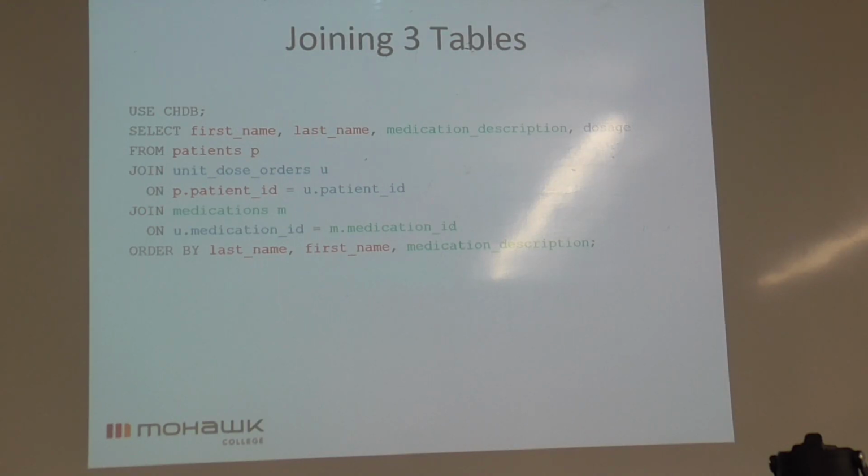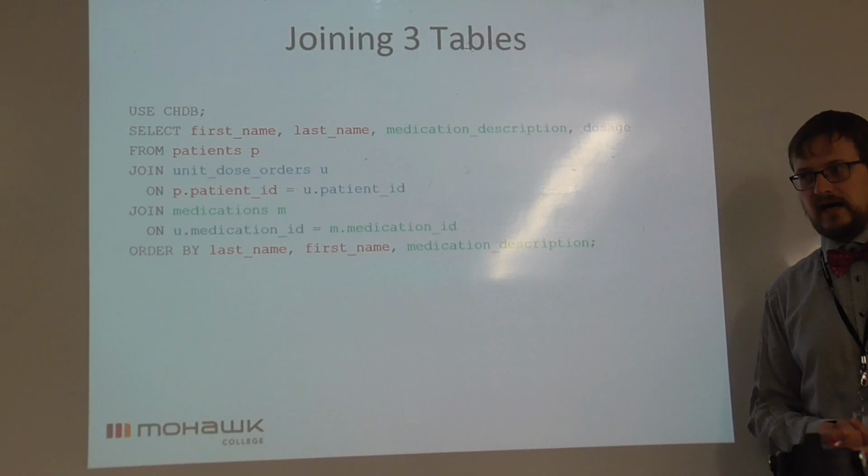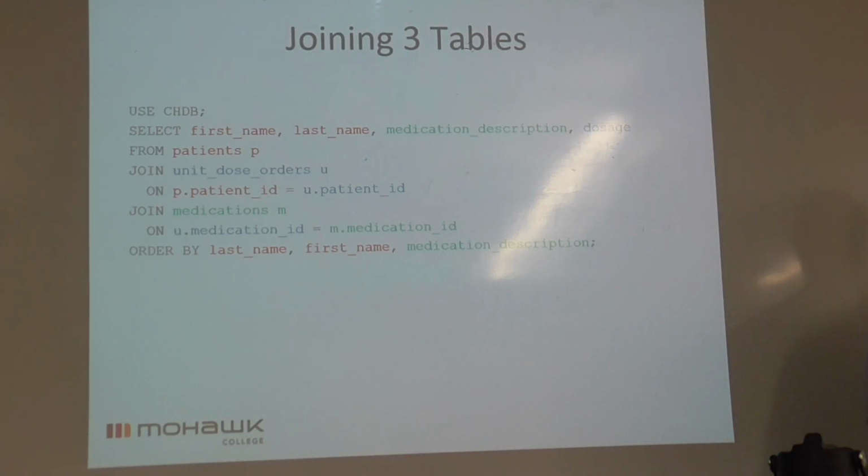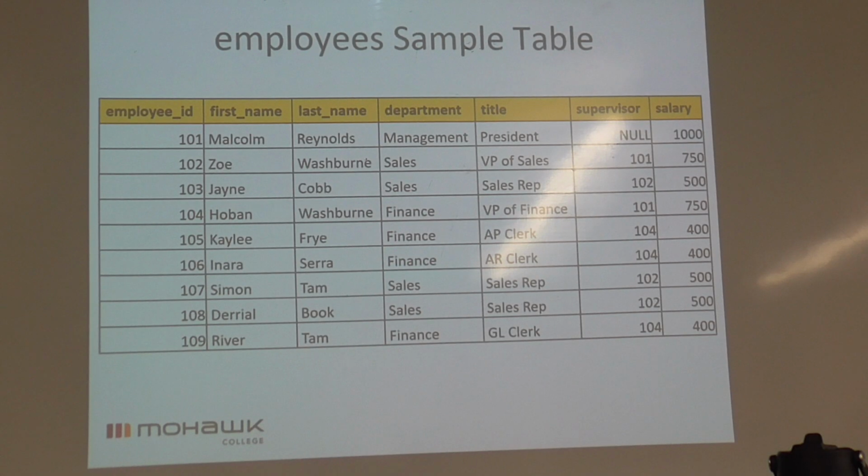Where the medication ID matches up to the medication ID in both of these tables, there you go, and then you can order by last name, first name, medication description. Yeah, that's right, folks, you can throw more clauses on these: order bys, wheres, and the one that we're going to see later, which is group by.